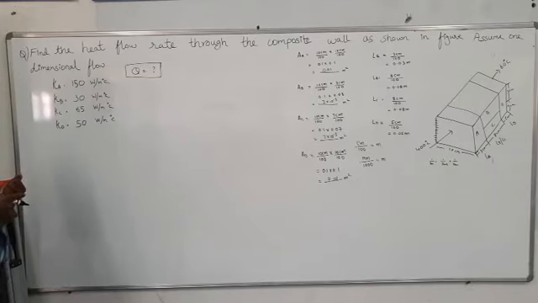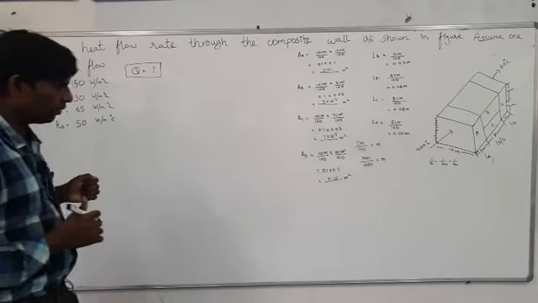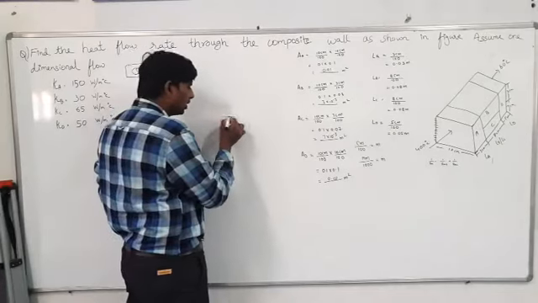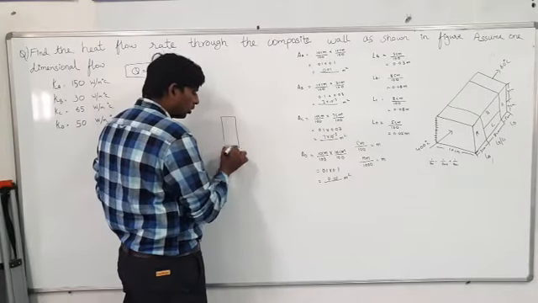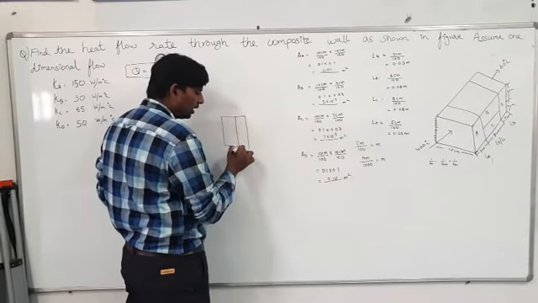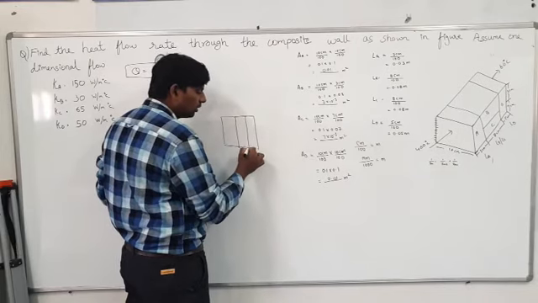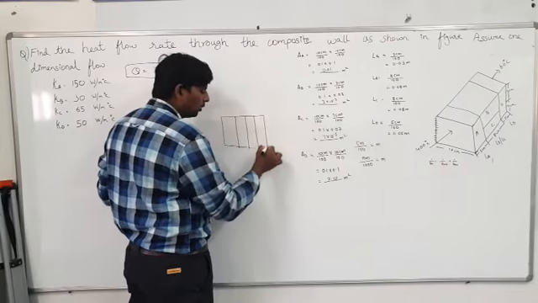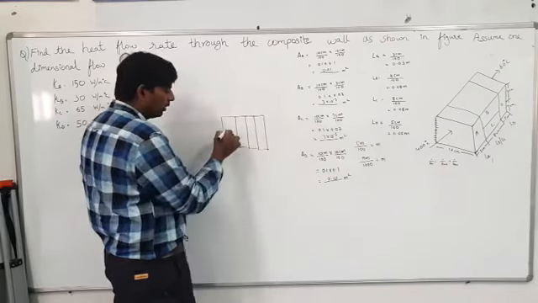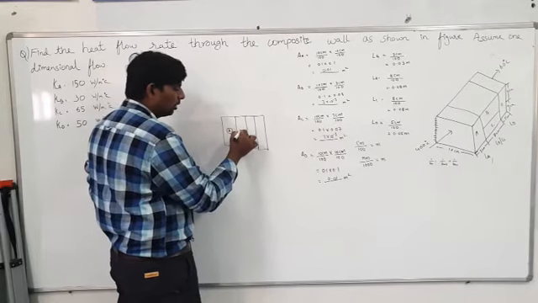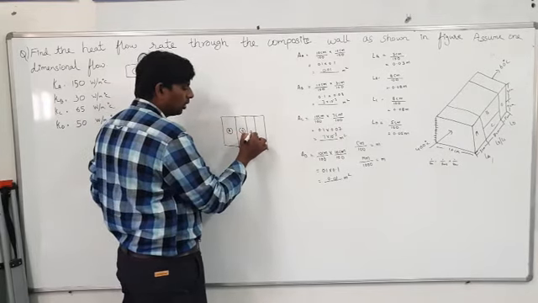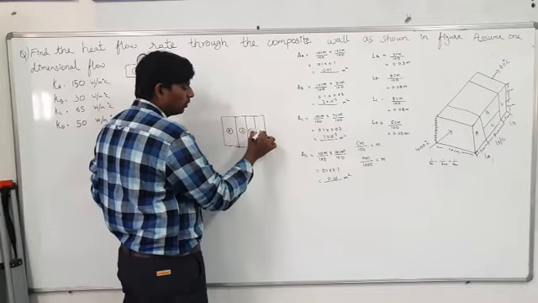Next thing, you have to find out the temperatures also. What you have to find out? Temperature. Normally, for finding the temperature, we will consider this as component 1, this one as component 2, this one as component 3, and this one as component 4. This is my component A, this is my component B, this is my component C and this is my component D.